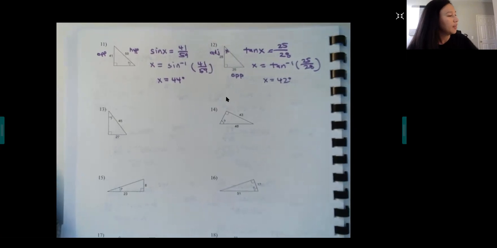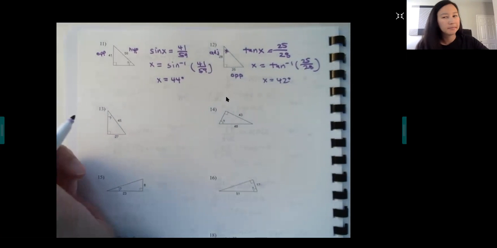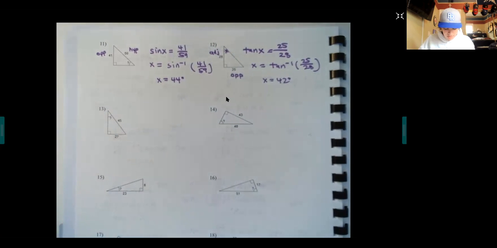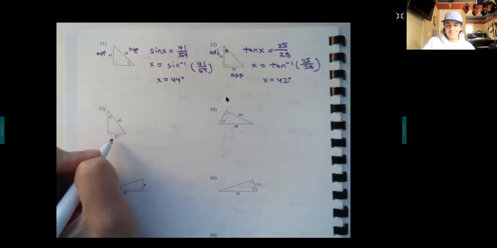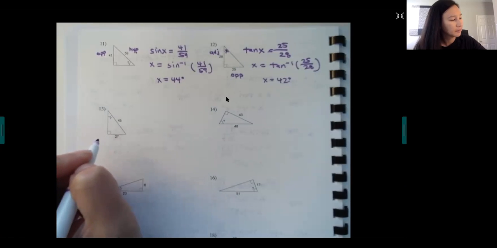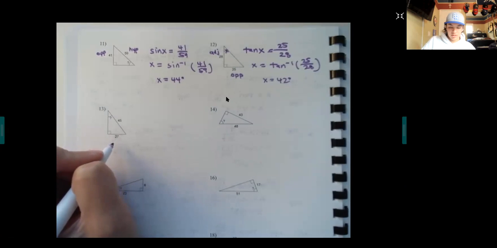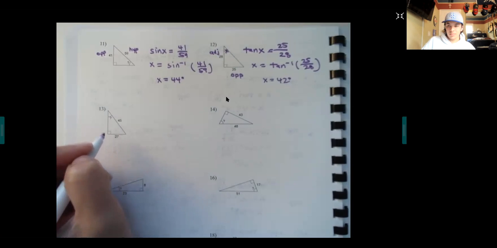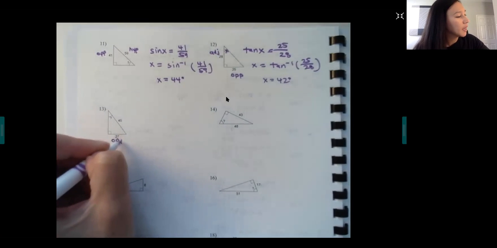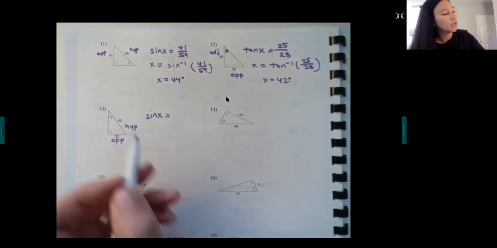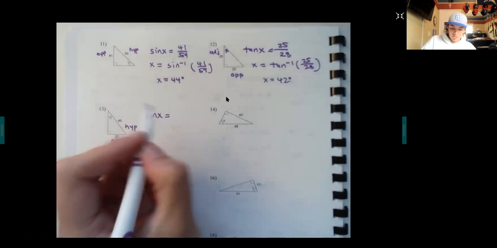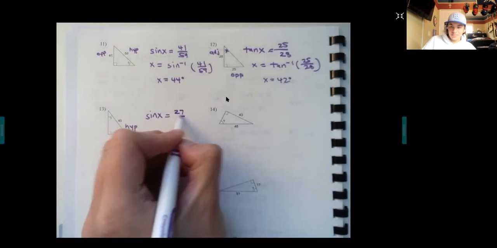Okay. And then Rick, what about 13? 13. Okay, so I labeled the sides, and so I got the sin one. Okay. So we have our opposite and our hypotenuse, right? So then we know that sine, yep, equals what? Equals 27 over 45. Right?